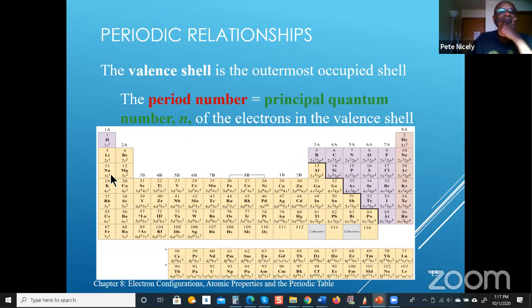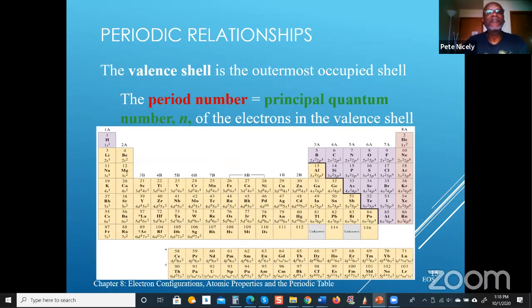Or if I look at sodium, the highest occupied shell for sodium is the 3rd shell. So therefore it belongs to period 3, all right? So basically the valence shell number, or the N number for the valence shell, would be equal to the period number, all right? Okay, so that's one consequence of the electron configuration. It gives you basically the period to which the particular element belongs, based on the principal quantum number of the valence shell.